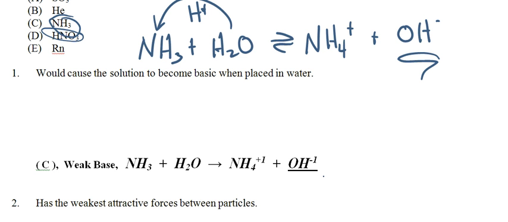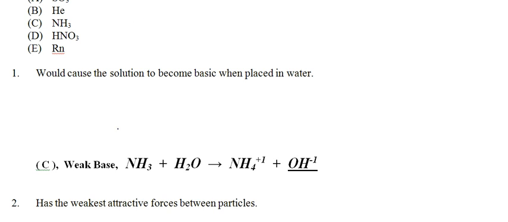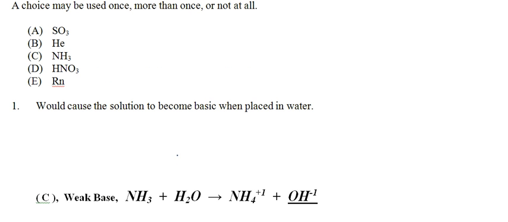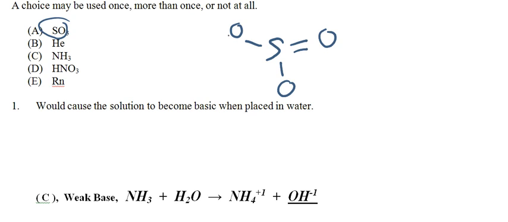Number 2 has the weakest attractive forces between particles. So let's see here, weakest attractive forces between particles. So we're looking for the intermolecular forces, and I like the question, weakest attractive forces. Typically when we do that, we want to look at something that is a nonpolar compound, because those have dispersion forces. And when we look at SO3, SO3 has dispersion forces, and we have it with a double bond, a single bond, and another single bond. So we have 8 electrons there.